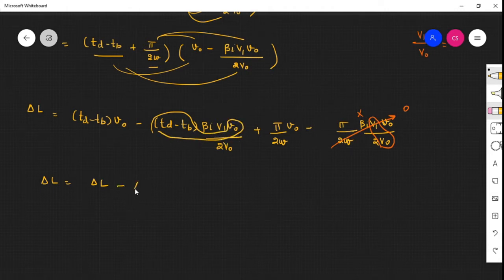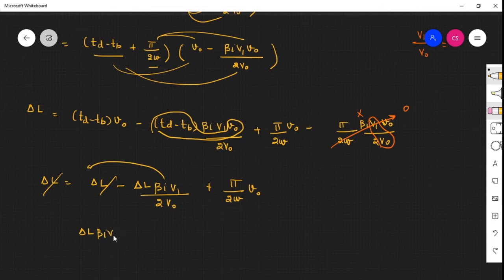So this will become minus del L beta I V1 divided by 2 V0 plus pi by 2 omega into V0. Now this del L can get cancelled. We will bring this term to the left hand side. So this becomes del L beta I V1 by 2 V0 is equal to pi by 2 omega into V0.